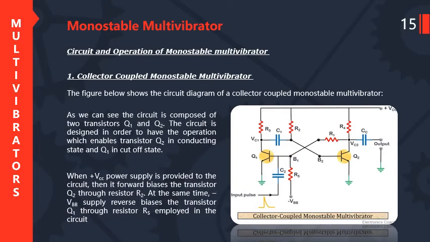As we can see, the circuit is composed of two transistors Q1 and Q2. The circuit is designed in order to have the operation which enables transistor Q2 in conducting state and Q1 in cut off state. When plus VCC power supply is provided to the circuit, then it forward biases the transistor Q2 through resistor R2. At the same time, VBB supply reverse biases the transistor Q1 through the resistor R5 employed in the circuit.